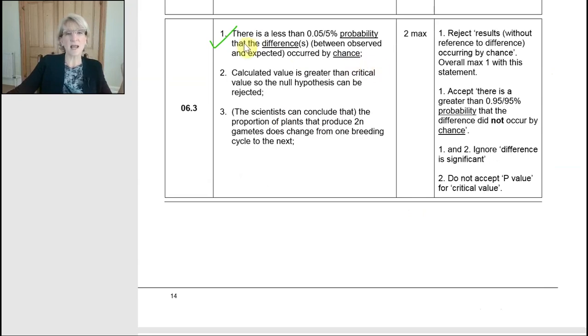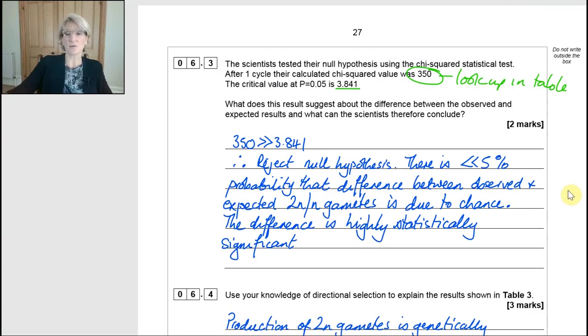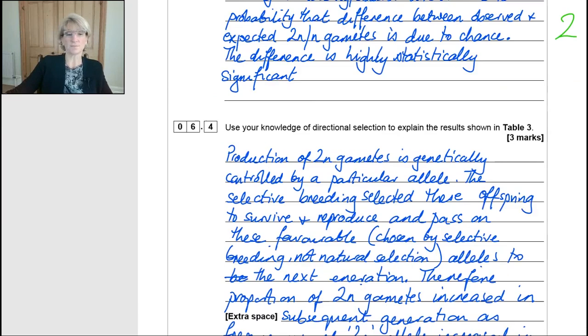This is a standard phrase in a mark scheme because P is the probability that, and I'm going to put result because it depends what the statistical test is. Here it was the difference between observed and expected is due to chance. I knew that those 2 words were going to be in the mark scheme. I did say all of that. So I did get both of those marks.